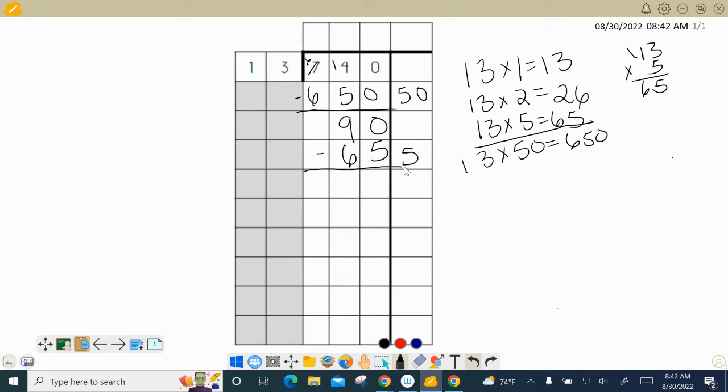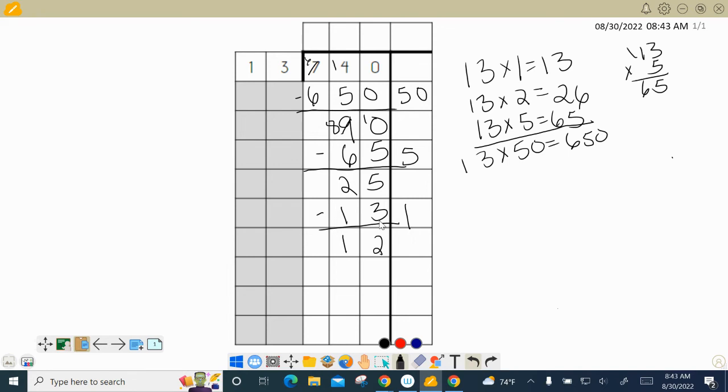Let's subtract. Got to borrow, make that an 8 and a 10. So we've got 5, 25. I see that 13 times 2 is 26. That's not going to work. So I'm going to have to go up and do 13 times 1 is my friendly number. We've got our 13. Let's subtract again. 5 minus 3 is 2, 12.